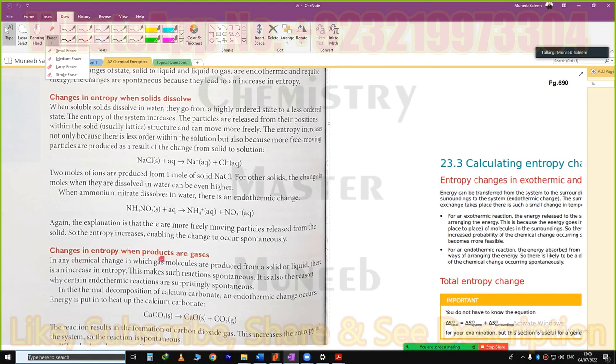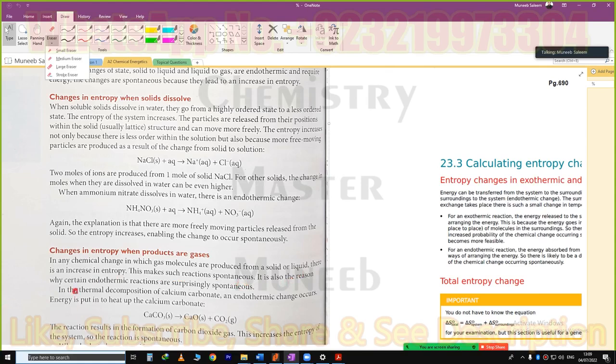Changes in entropy when products are gases. Now definitely the gases will be having the greatest amount of the entropy. In any chemical change, if gas molecules are produced from a solid or liquid, there is an increase in entropy. This makes such reactions spontaneous. Spontaneous, here again it is described.